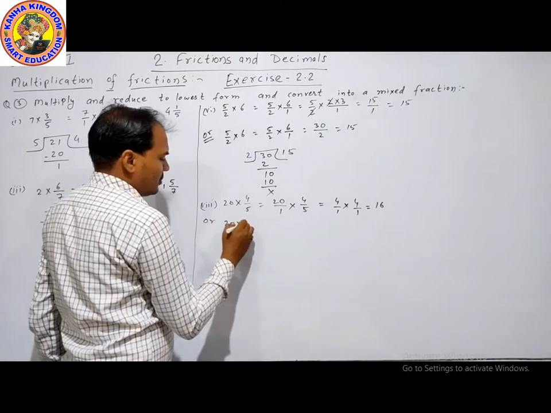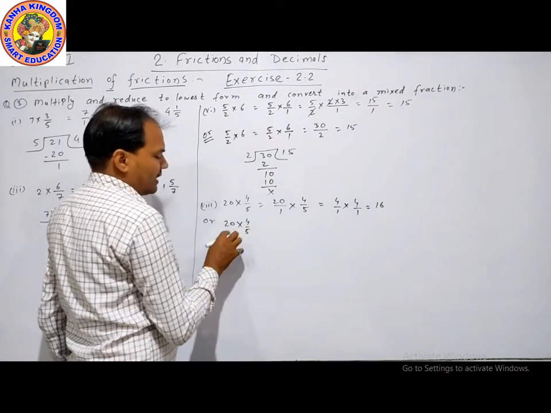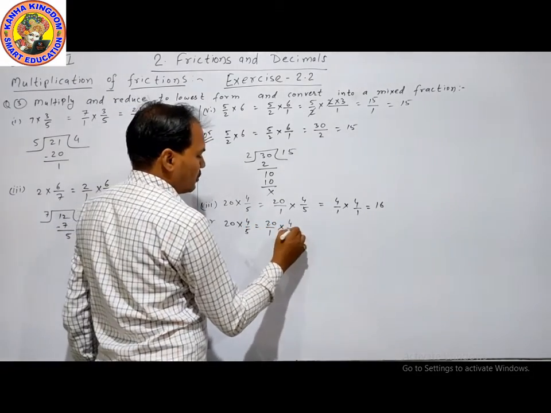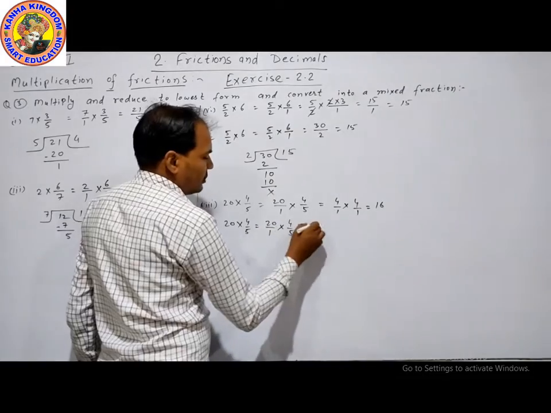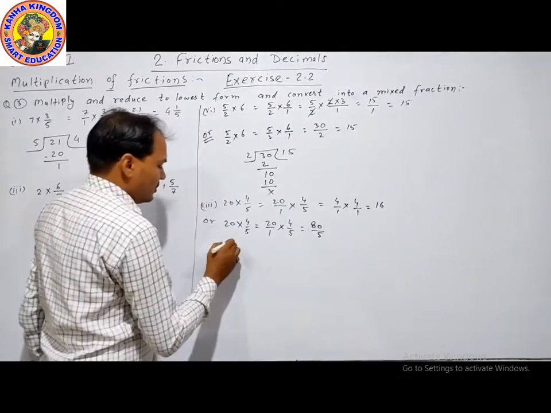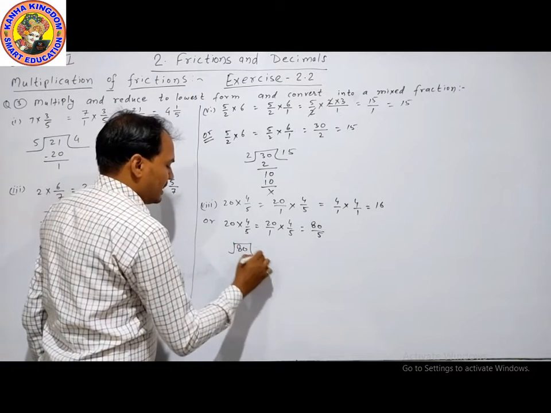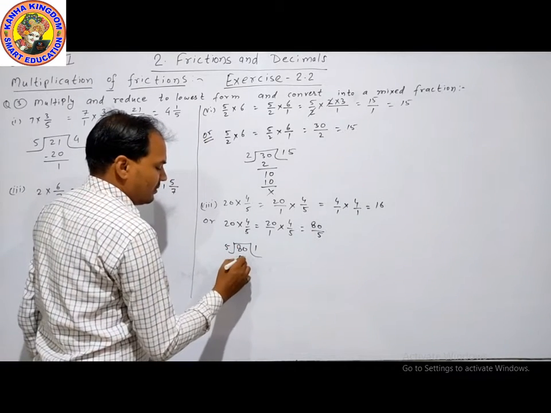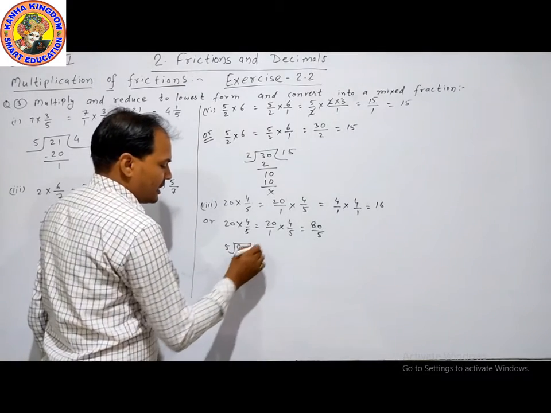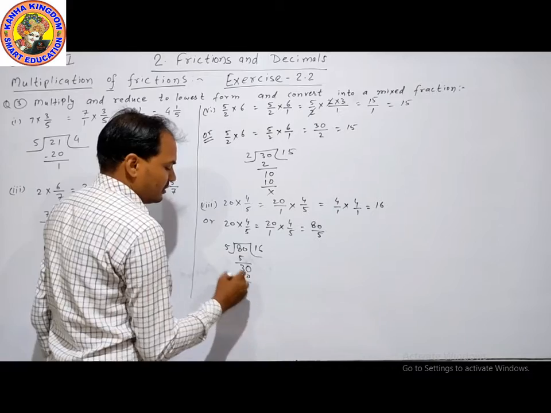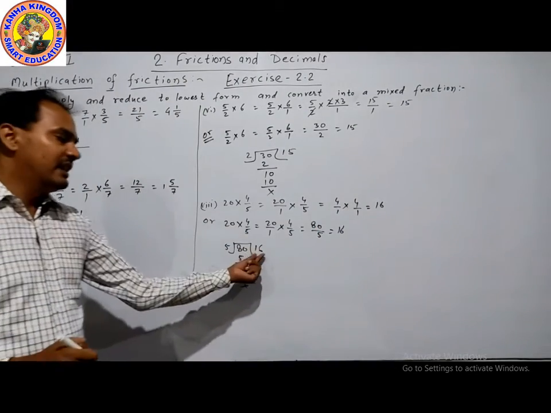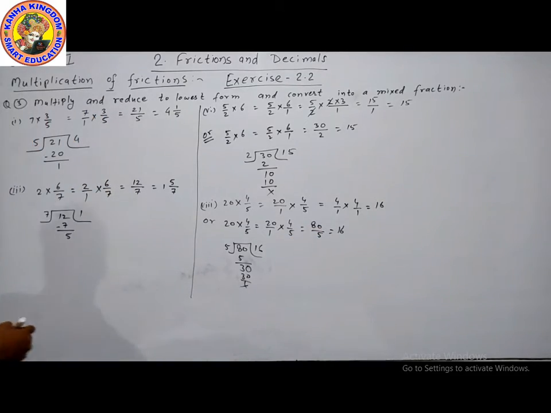Now taking the question again, 20 into 4 by 5: 20 upon 1 into 4 by 5. 20 into 4, 80; 1 into 5, 5. We will divide 80 by 5: 1 time 5, remainder is 3, next digit is 0, 6 times 30. So the answer by division is 16.